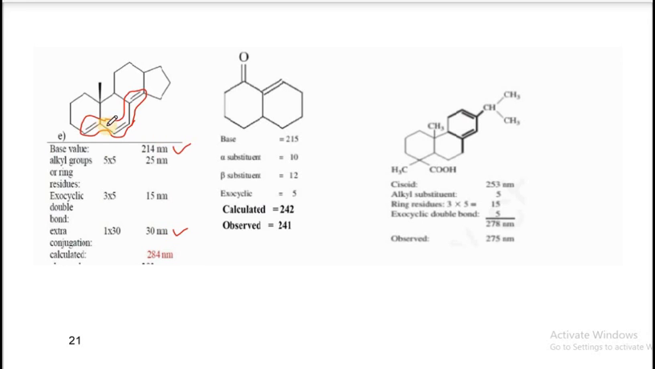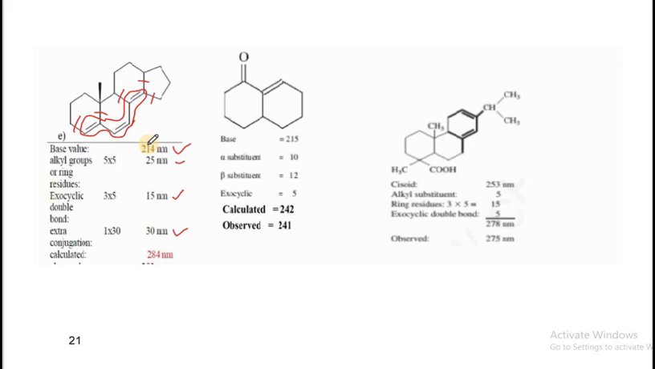Now for this system, the sides of the rings attached touching are 1, 2, 3, 4, 5. So 5 sides of the rings are touching our system. So it is 5 into 3, that is 15 nanometer. Oh sorry, that is 25 nanometer.